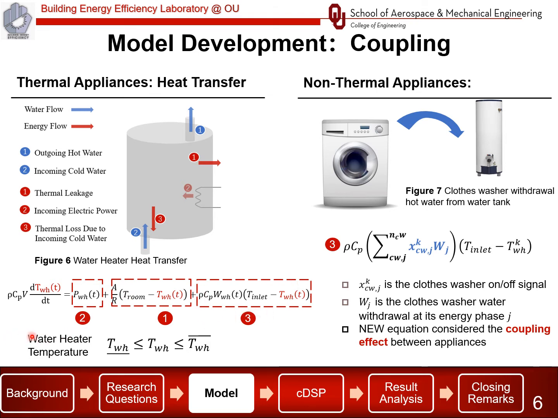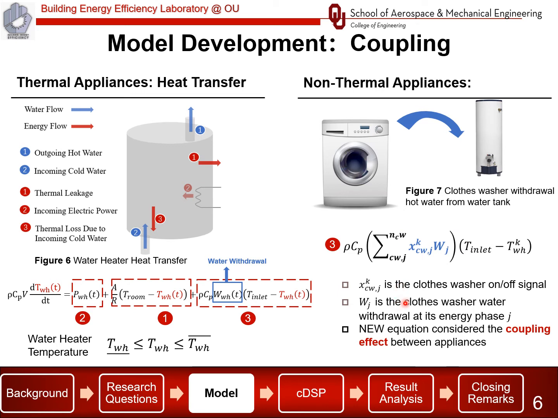In our home EMS, we always want to maintain the water heater at a certain level for satisfactory comfort. For example, the temperature of the water heater should be maintained between 40 and 60 degrees. However, non-thermal appliances like a clothes washer might have a coupling effect with the water heater, because the third term will have a water withdrawal term, which is W here. The water withdrawal can come from the clothes washer. That's why we need to modify the third term this way.